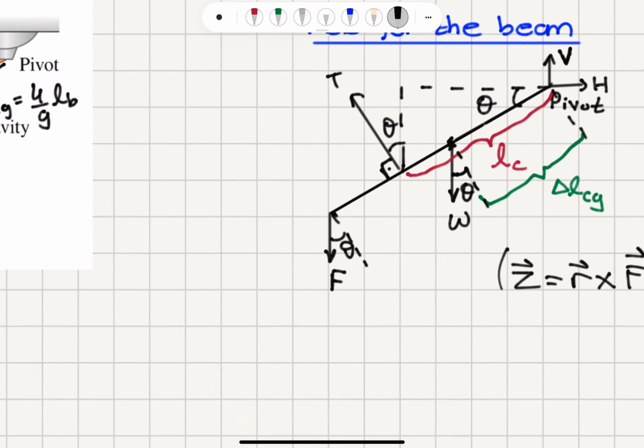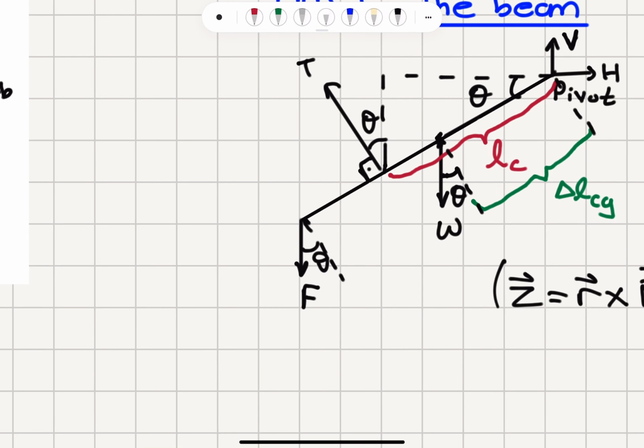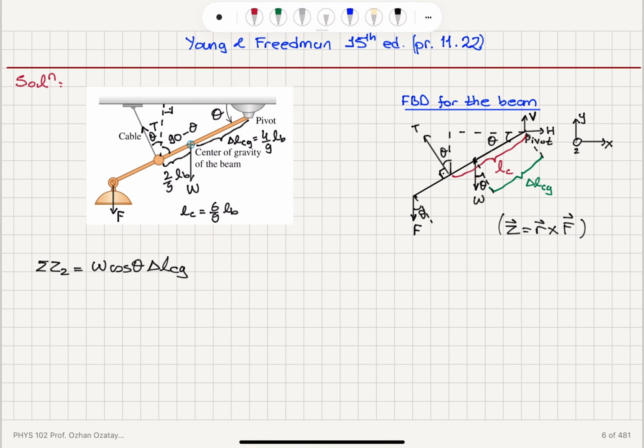Now I'm going to look at the torque effect of this downward force. So this is similar to the weight. I need to take its perpendicular component, F cosine theta, that's perpendicular to the beam. The distance here is the length of the beam, L_B, so it's going to have the same rotation effect. So this is going to be F cosine theta L_B in the k-hat direction.